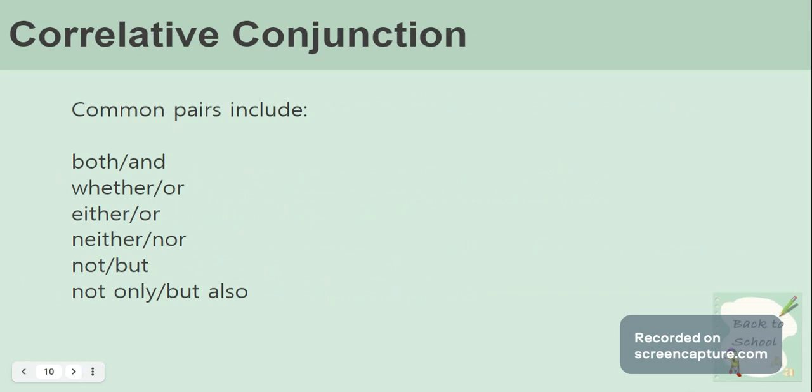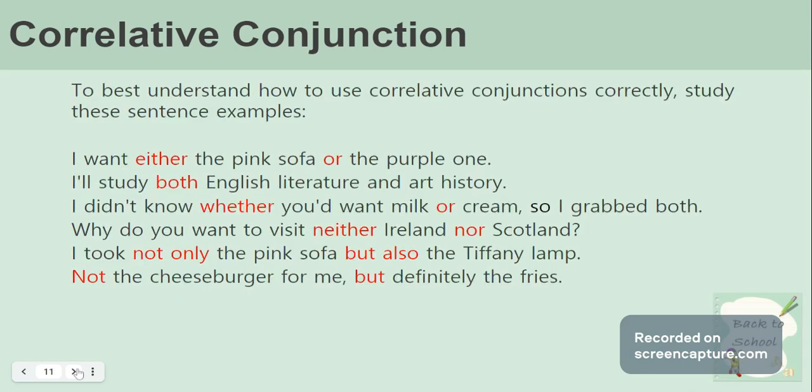Okay, so we have here both and, whether or, either or, neither nor, not but, not only but also. In application to these ones, to best understand how to use correlative conjunctions correctly, study these sentence examples. We have here number one. I want either the pink sofa or the purple one. I'll study both English literature and art history.